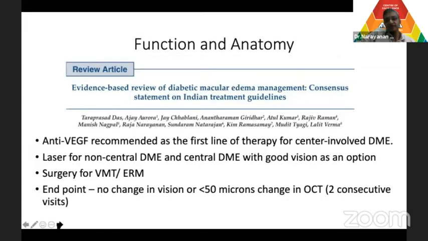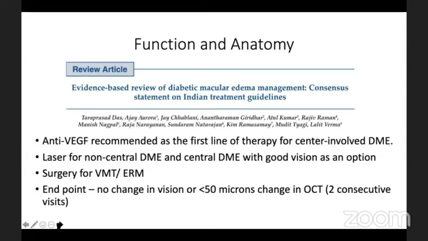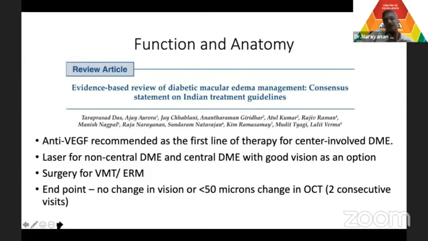So what is the end point for injection? I request you to please conclude. Just give me 1 or 30 seconds.